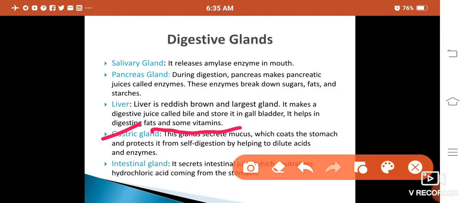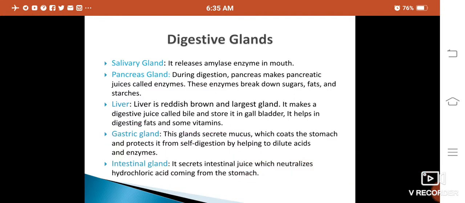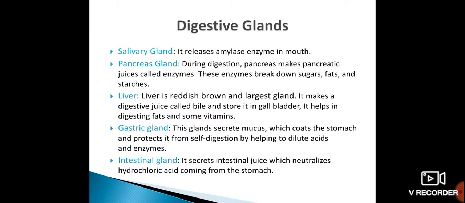Okay. So next is the intestinal gland. The intestinal gland again secretes a juice which neutralizes that HCl which was released in the stomach. It makes it salt.